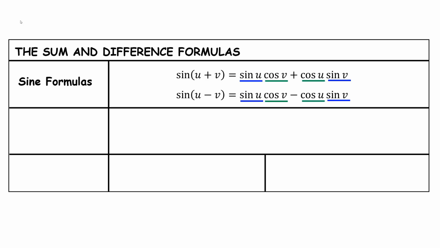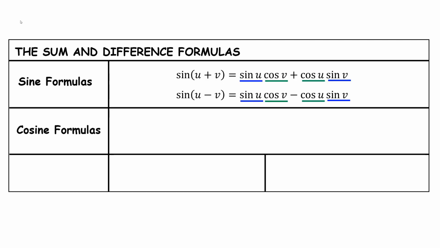The right side of these two equations look exactly alike. It's sine u, cosine v, cosine u, sine v. They're exactly the same. The only difference is that for the sum, it's a sum. For the difference, it's a difference.